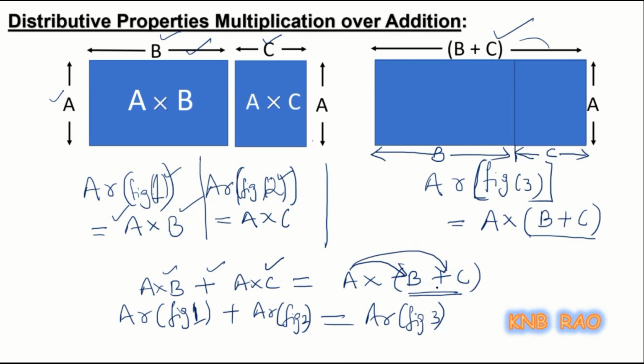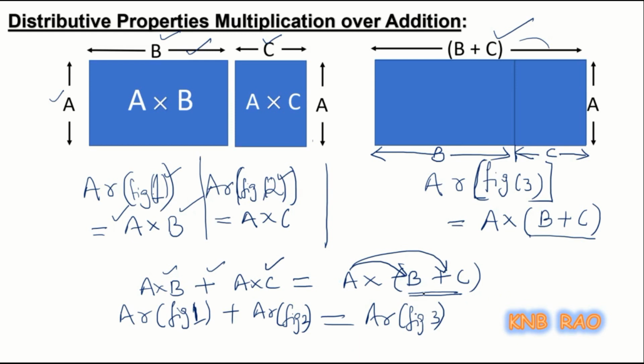Multiplication over addition. This is the distributive property. It came from this geometrical knowledge: the area of a bigger rectangle formed by two rectangular pieces of the same breadth is equal to the sum of the areas of the individual two rectangles. This is how it has come. I hope you have understood.